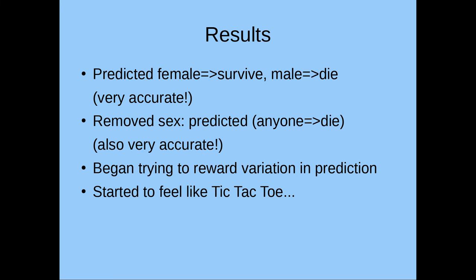So I thought, okay, we'll just take sex out of it and train it on the other parameters. Well, now, at the end of several days of running, the prediction was: you're going to die. And that's also very accurate, because most people died. So this started to feel like the tic-tac-toe problem, where I was trying to figure out how to train the system instead of seeing what EEXIST could do. I was getting bored with this anyway, so I took a break, and there was a several-month gap in here.